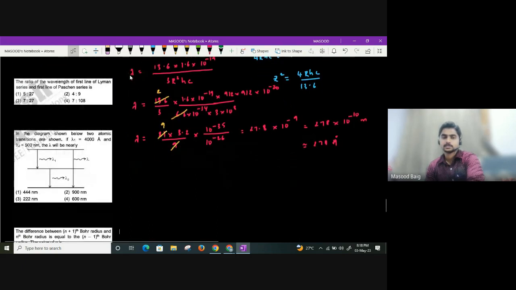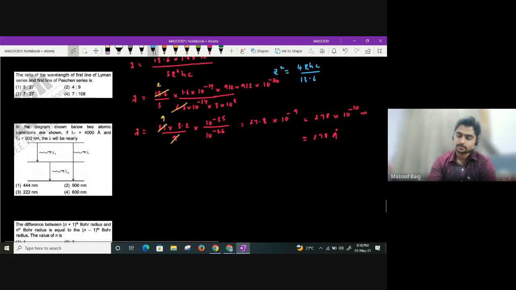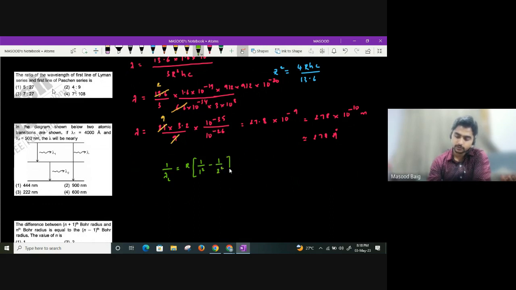Let's see the next case. They're asking us to find the ratio of wavelengths of the first line of Lyman series and the first line of Paschen series. So for the Lyman series first line, it will be R into, transition should be made from where to where? From second state to first state. Hydrogen atom only I am taking.